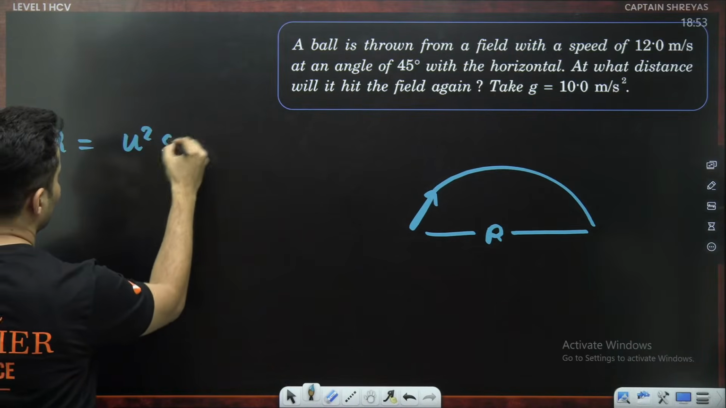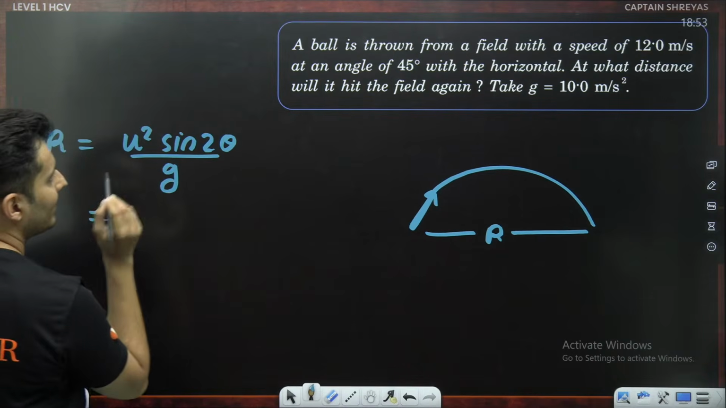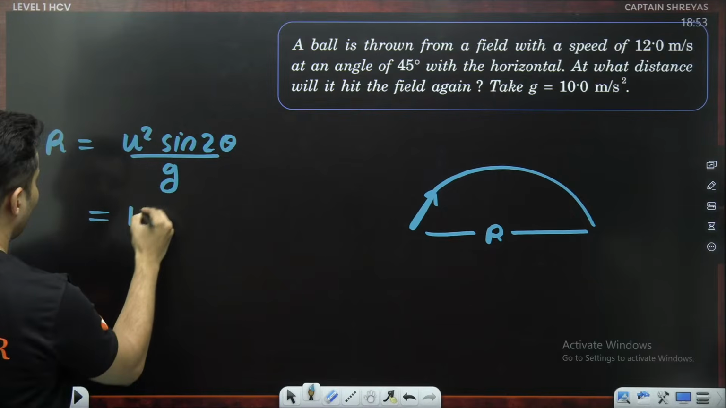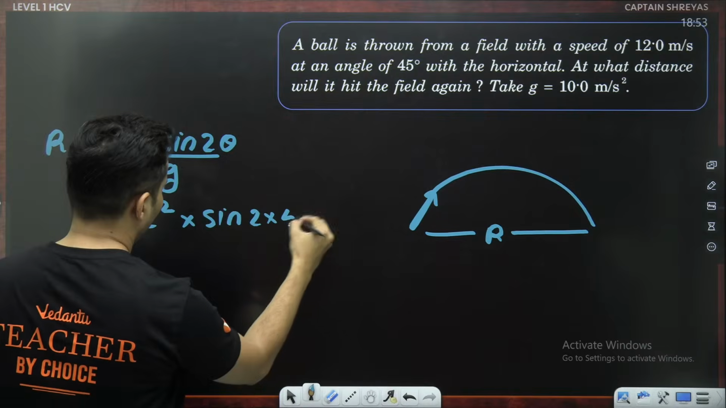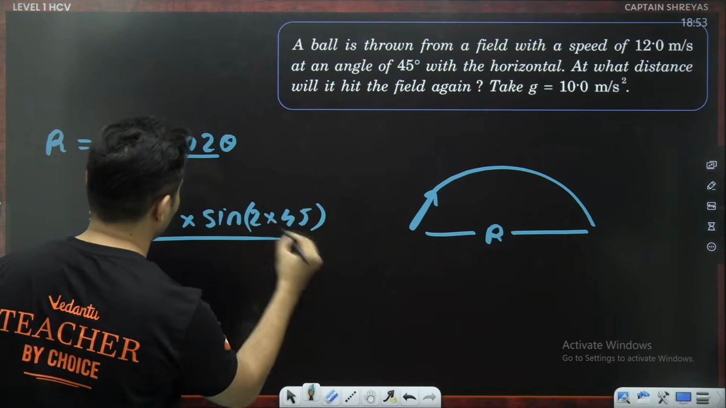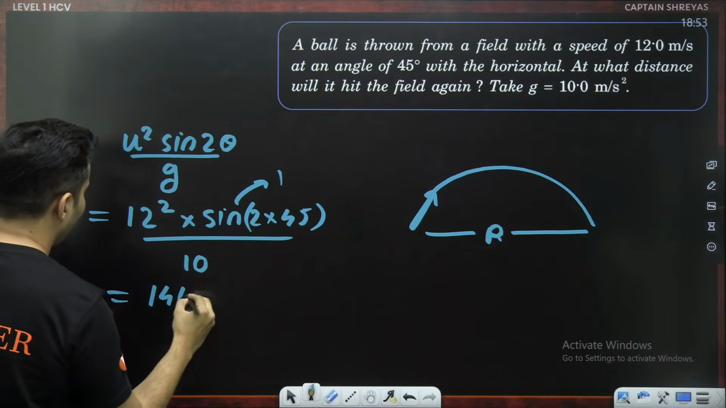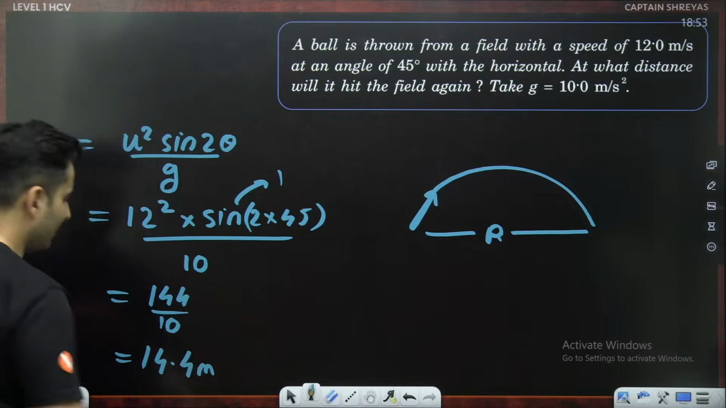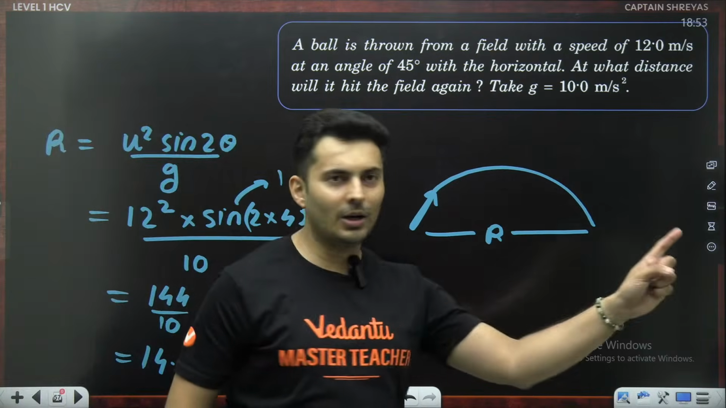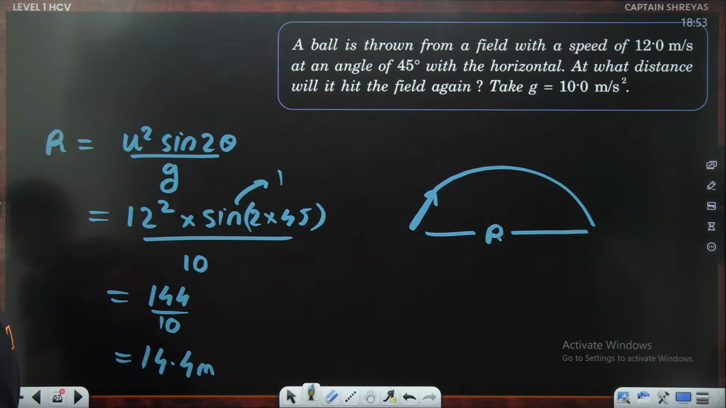So for that, use u square sine 2 theta by g. That's the formula. What is the speed? Speed is 12, so 12 square. What is sine of 2 times 45, which is sine 90, which is 1 basically. g is basically 10, so it will be 144 by 10, which is 14.4 meters. So it will hit the ground back after 14.4 meters. Correct. Awesome.